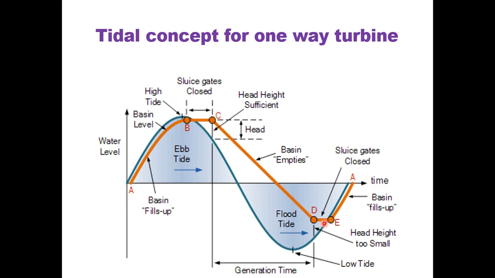due to the gravitational pull, and when the head height is too small, the power generation will stop, and again the basin will fill. As we are getting the power generation in a limited period of time, it is known as the single basin single way power generation scheme.